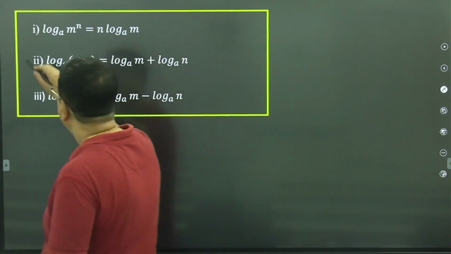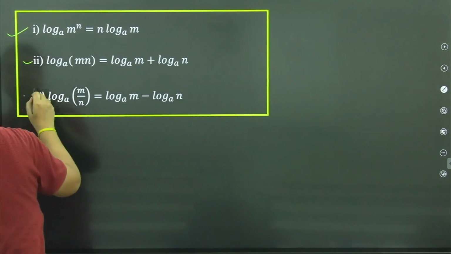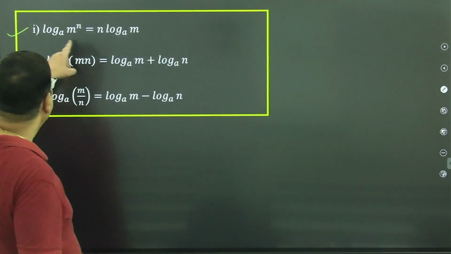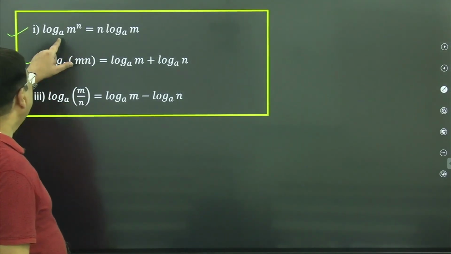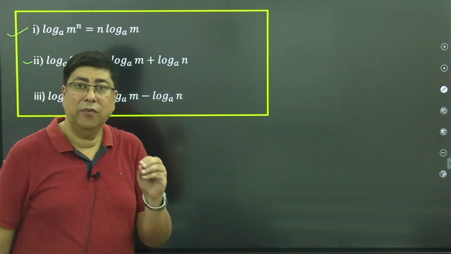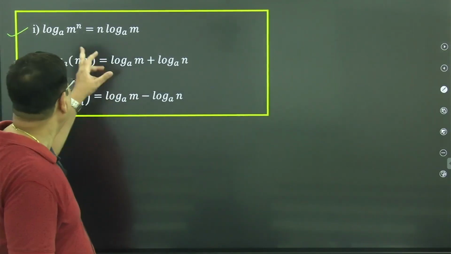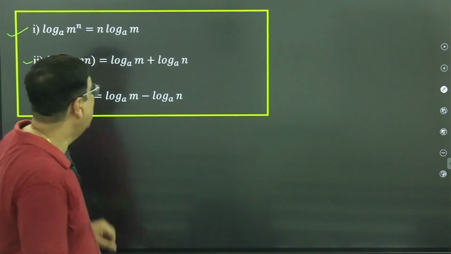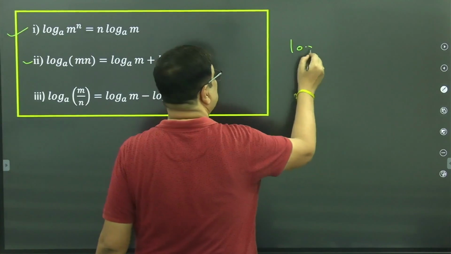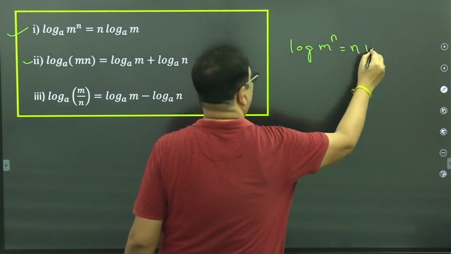These three properties are very important, everybody. Property 1, property 2, and this property 3. In property 1, the base is a. Remember one thing: if nothing is given, we'll think that the default base is 10. Now see here, the base is given and log m to the power n. I'm not writing the base continuously. Log m to the power n is n log m.